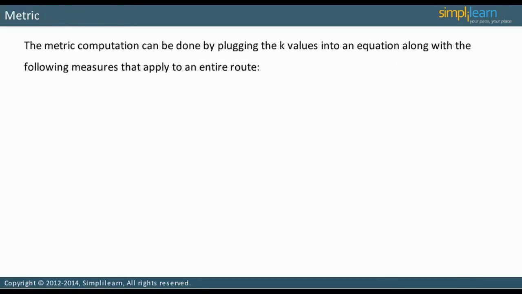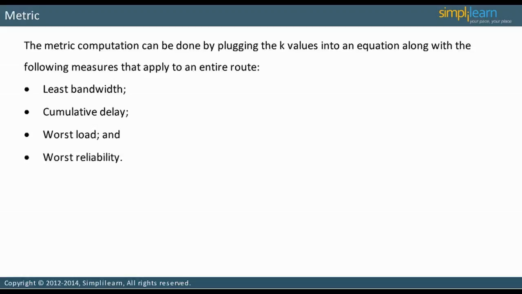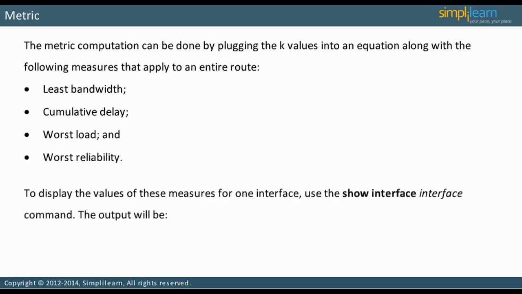To compute the metric, the K values are simply plugged into an equation along with the measures that apply to an entire route. The measures are least bandwidth, cumulative delay, worst load, and worst reliability. To display the values of these measures for one interface, use the Show Interface command. Click the button to see the output.